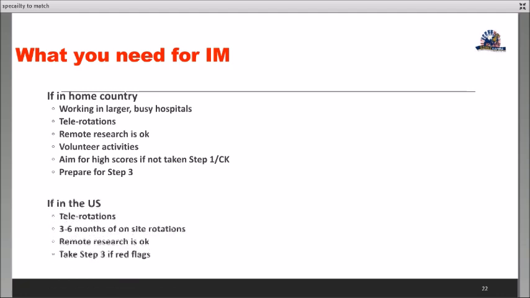If you have low scores in both, then step 3 can help you if you get a 220, 230 plus. If you are in the US and can do on-site rotations, that is always going to be a good thing. 3 to 6 months rotations on-site will help, hands-on preferably. If not, do tele-rotations, but at least try to show that you are clinically current. If you have lower scores, red flags, attempts, step 3, absolutely a must for you. Again, remote research can be okay if in the current scenario you're not able to find full-time research positions at top institutes.